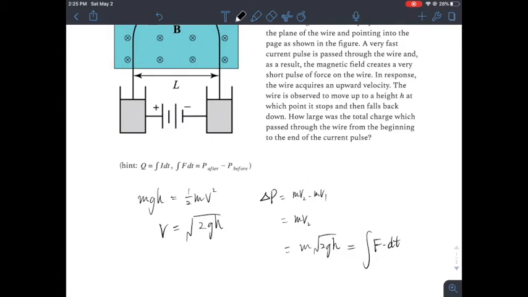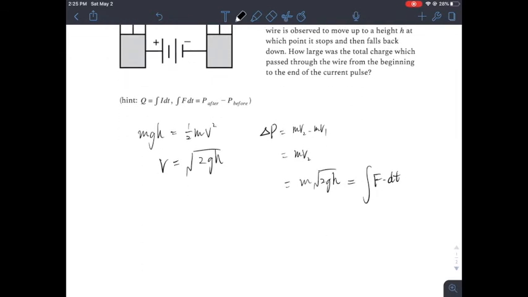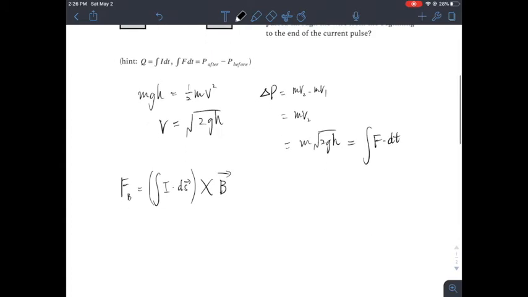We know the change in momentum. We can relate it to impulse. We know impulse is the integral of force over dt. Then we know force is the magnetic force. What is the magnetic force? In a wire, it is the integral of I dl cross product with the vector of the magnetic field. And here the magnetic field is uniform.